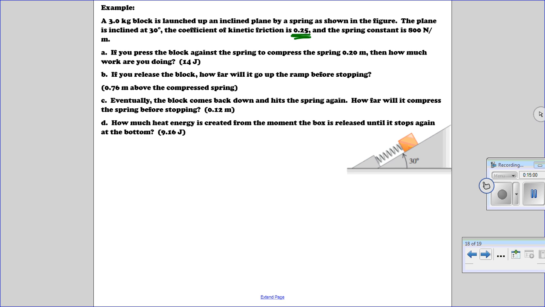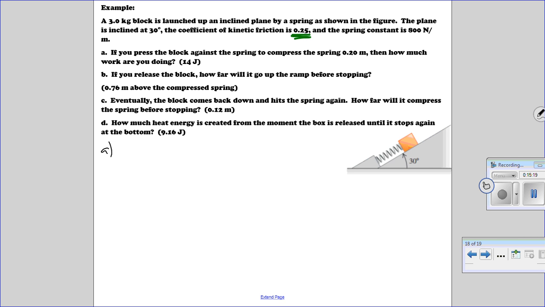which is more than the 13 joules we had before. But that should make sense, because you have to do extra work to compress the spring to overcome the friction. All right? So here's what we're going to do.